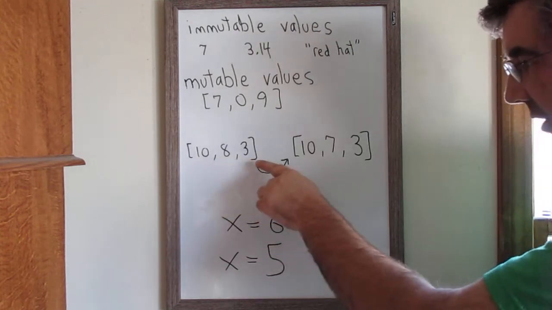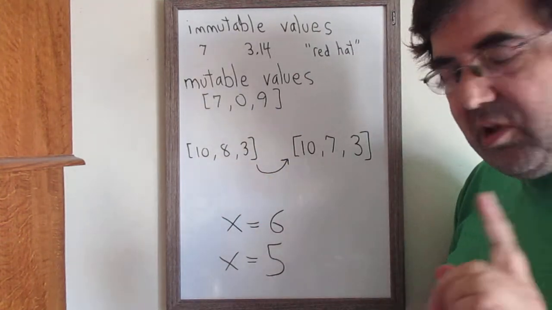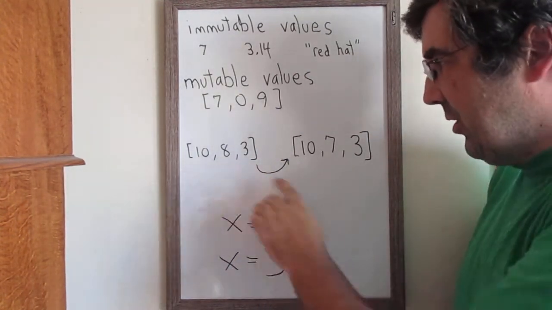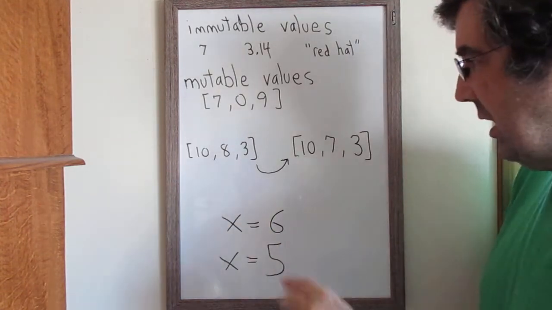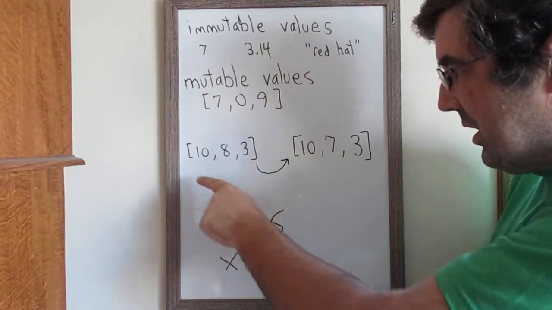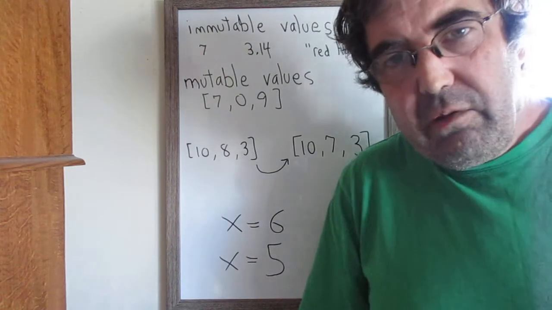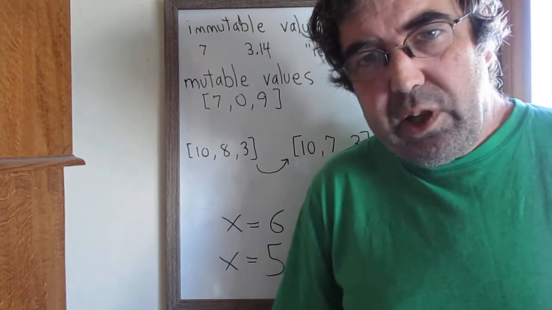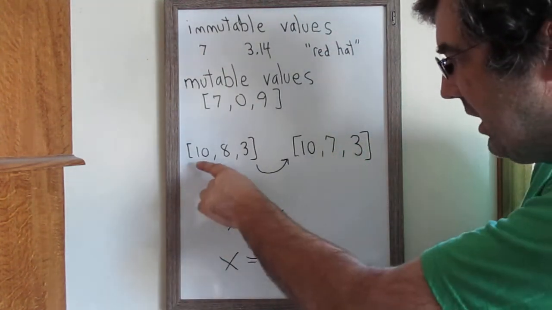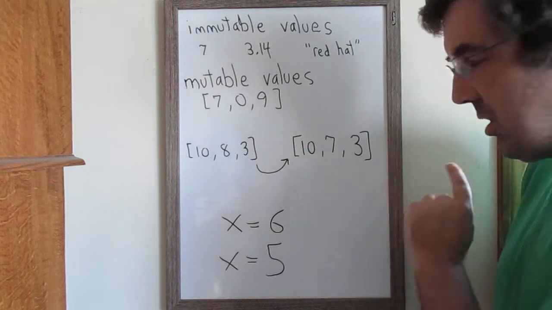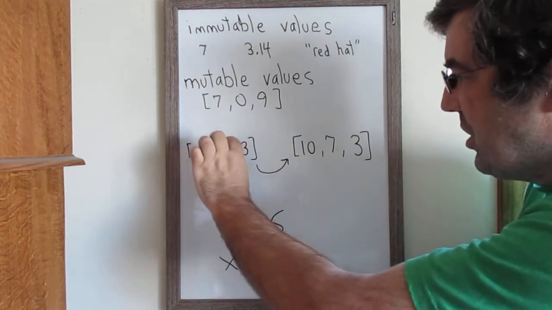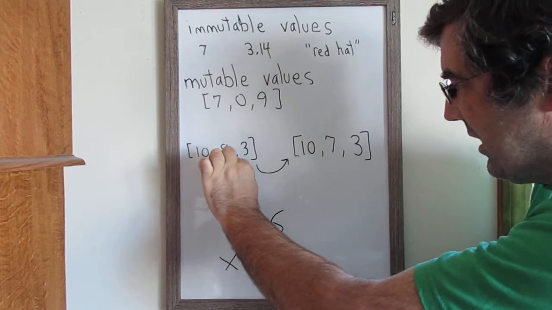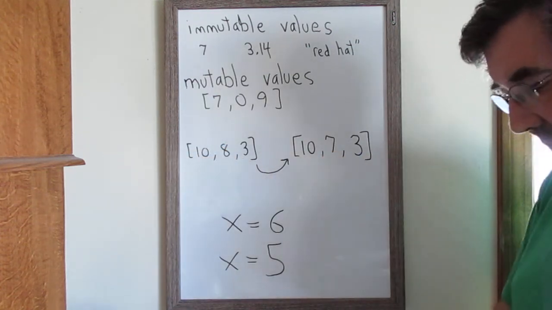Okay, the array stays at the same location on the memory chip. The array is not completely destroyed, but it's a slight modification, and it's not moved. This array does not change its location on the memory chip, but I just modify one piece inside. The 8 changes to a 7.